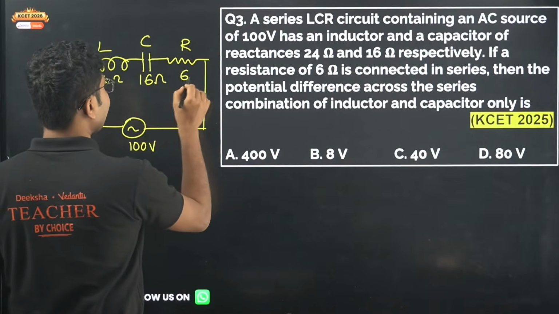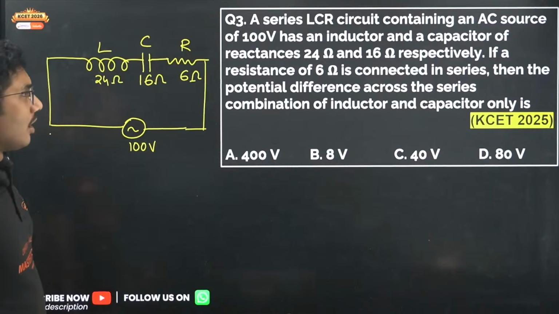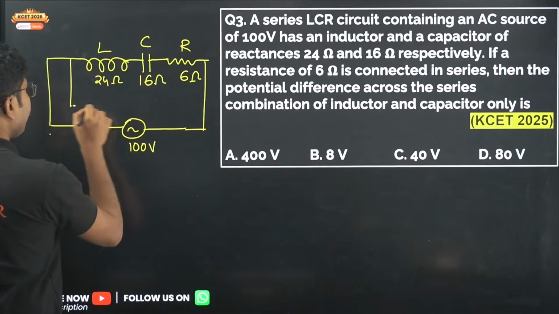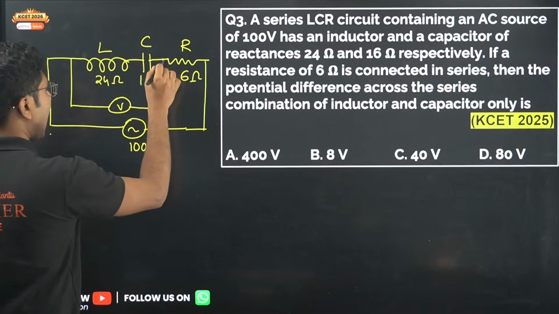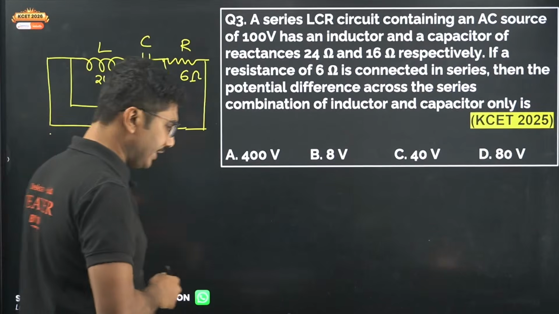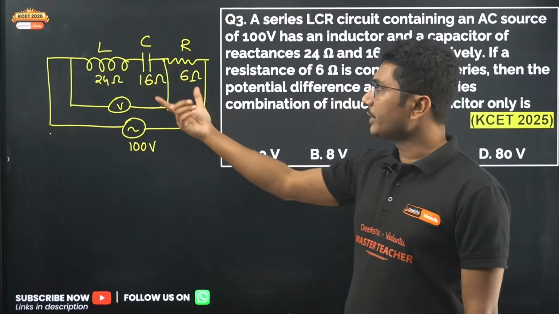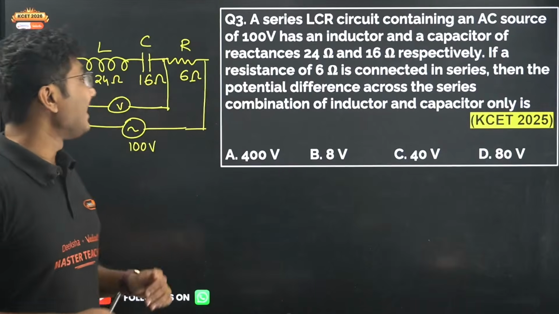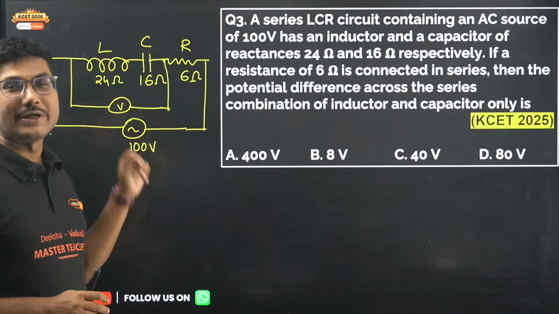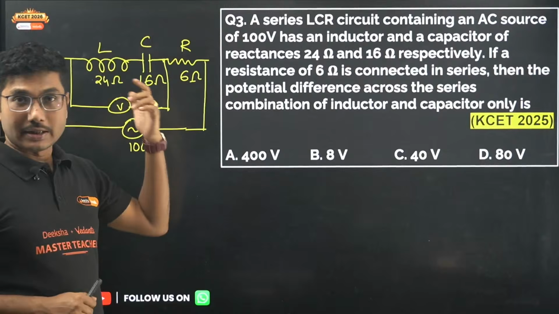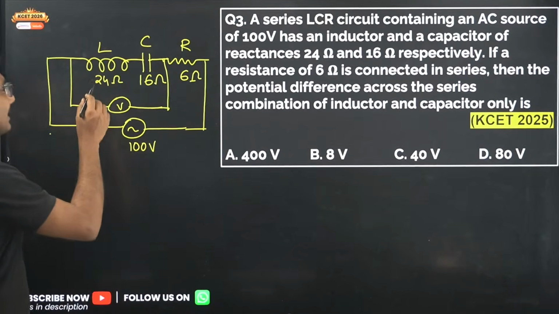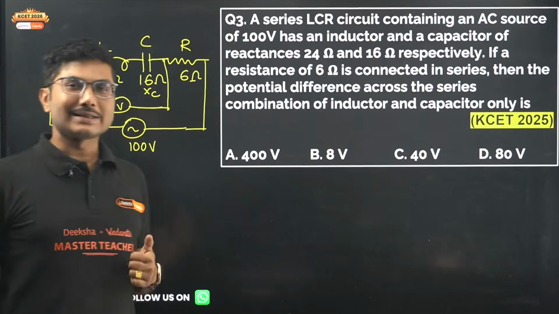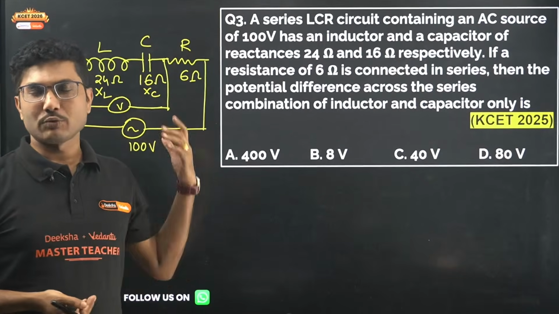They asked you what is the voltage difference across the combination of inductor and capacitor. If you put a voltmeter across the capacitor and the inductor, what will be the reading? Only we are measuring the voltage across inductor and capacitor. So how to do that? Very interesting question. In general, we calculate XL, we calculate XC, then we calculate impedance. In this case, XL and XC both are given directly. You don't need to calculate XL and XC because it's a competitive exam and you don't have too much time to solve it.